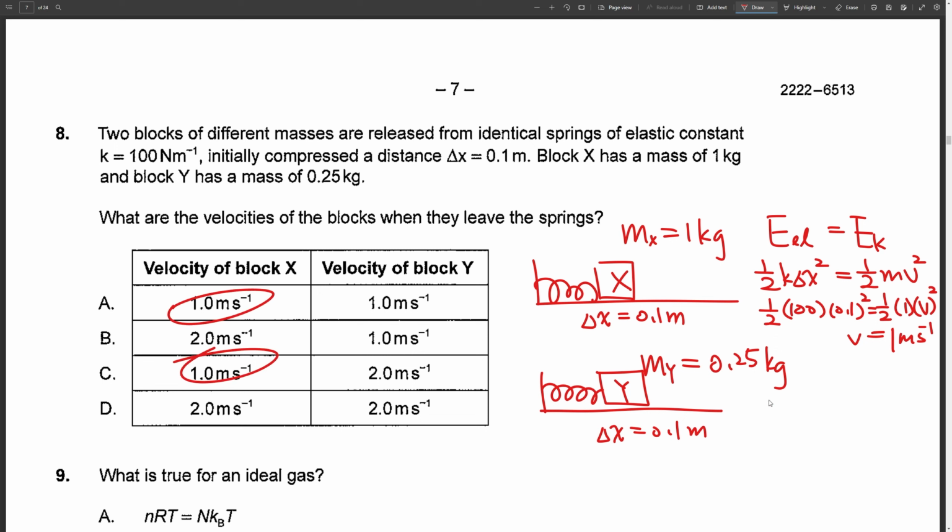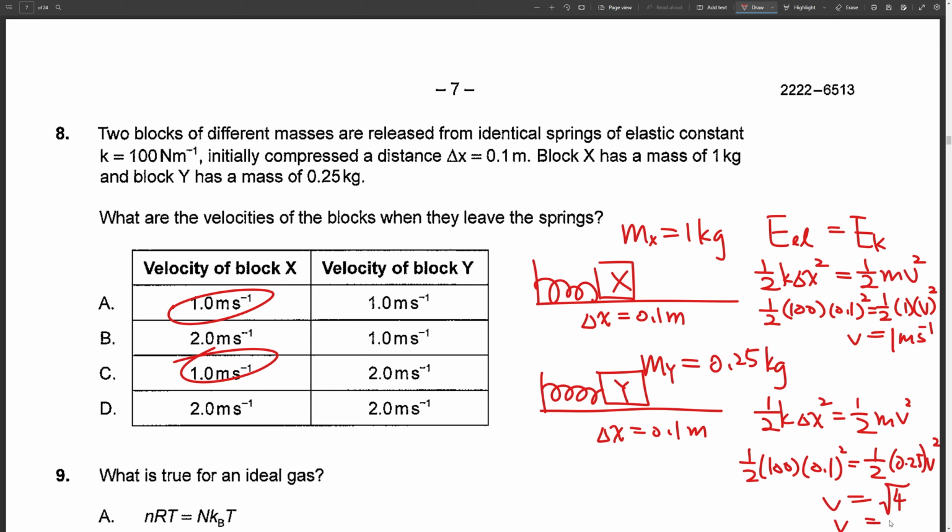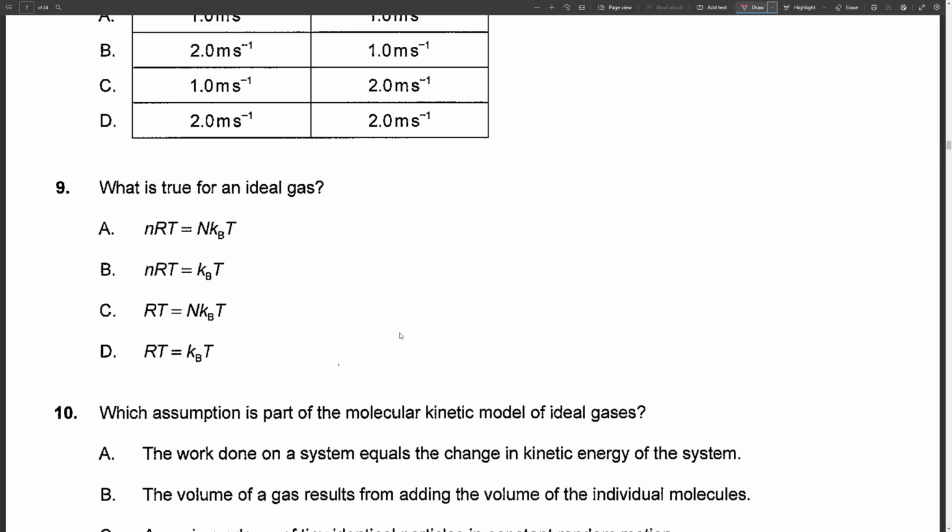For Y, there is a similar calculation. Let's set up the symbol equation like this one. Then we substitute all the numbers that you are given. And lastly, once again, another rearrangement, and you will get the answer. Square root of 4, therefore v is 2 meters per second. The answer is C.